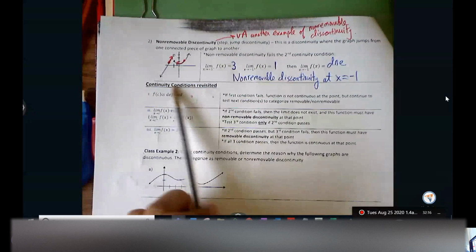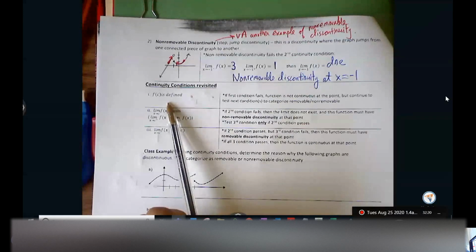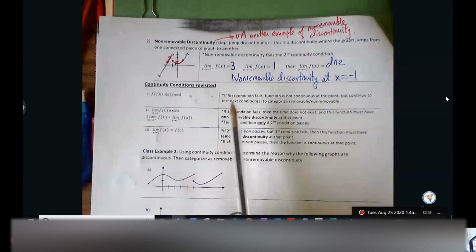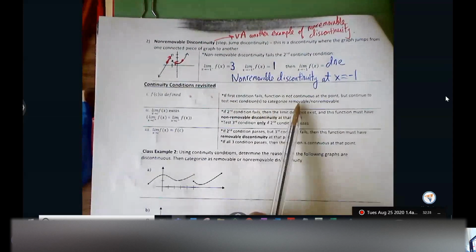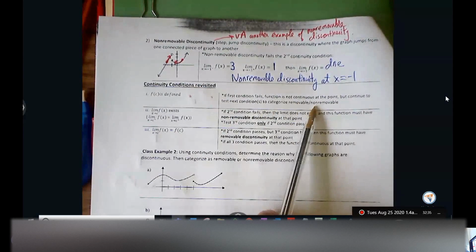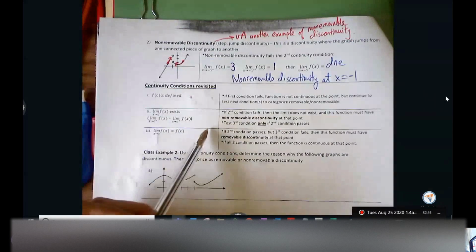So think of the first condition as just gathering information, but we can't just stop after the first one, regardless of whether the point exists or not. We're going to continue to test our next conditions because we want to categorize as removable or non-removable. So we gather information about the ordered pair, and now we're going to move to the second condition.